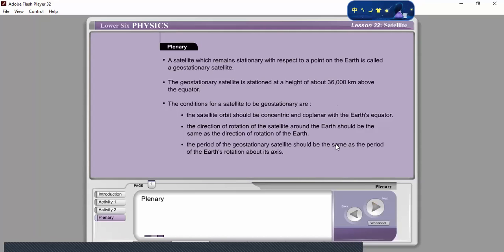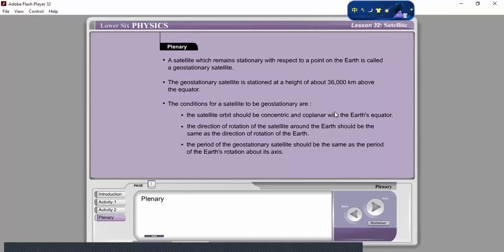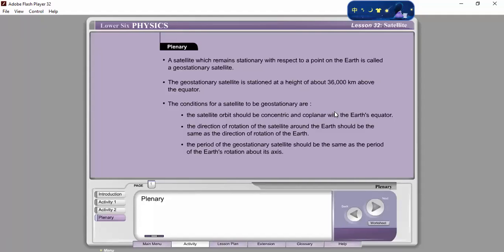A satellite which remains stationary with respect to a point on the Earth is called a geostationary satellite. The geostationary satellite is stationed at a height of about 36,000 kilometers above the equator.